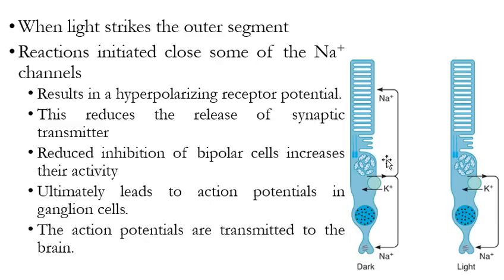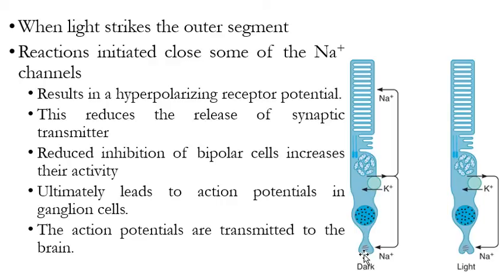Because initially we were having this positivity, we have been going in. It comes out, but it's going in. But now if it's just coming out and there's no going in, it makes the inside of the cell less positive or more negative, or hyperpolarized, okay? So a hyperpolarized state reduces the release of whatever is happening at the synaptic junction.